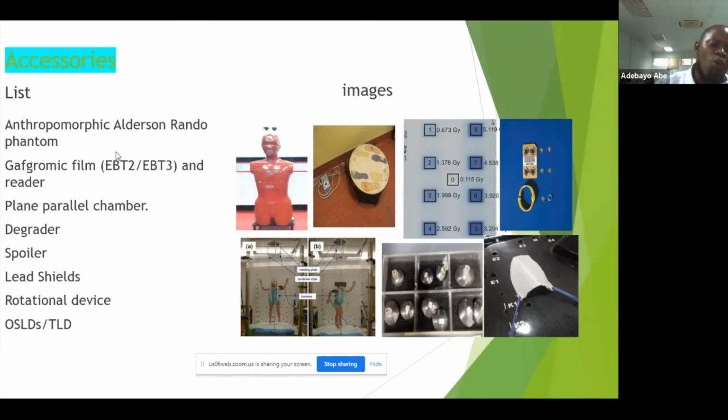So you have to have your TLD. And when you are positioning the patient, you have to beam and read your film, or if you are using OSLD as well, to know that you are getting the precise dose that you are expecting at the plane or at the patient's skin. So these are the images showing the film, the leg shield, and this is the gonadal shield created. And these are the OSL, for example.